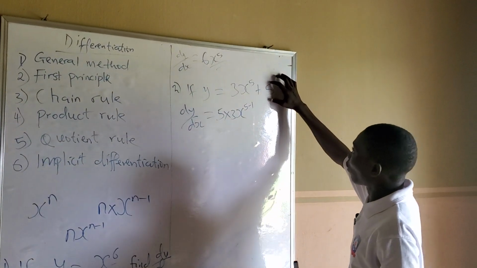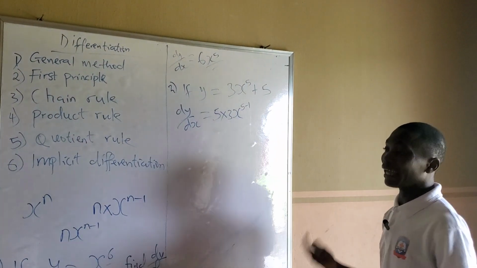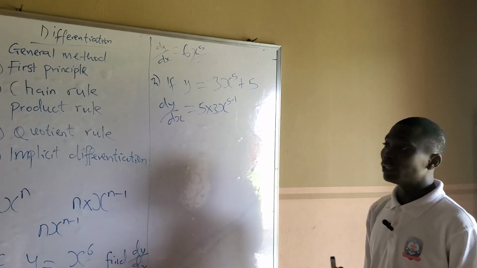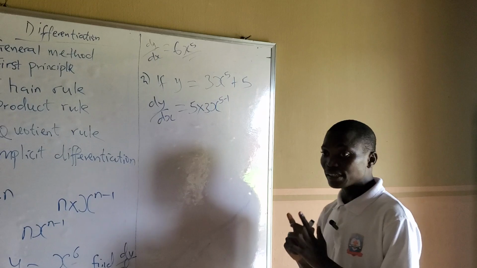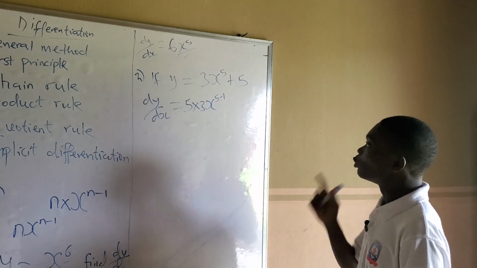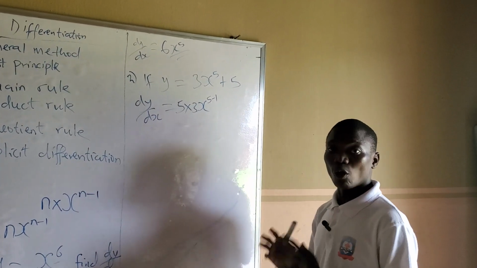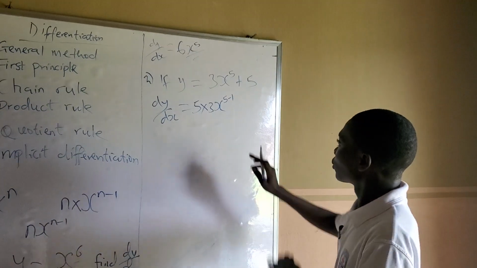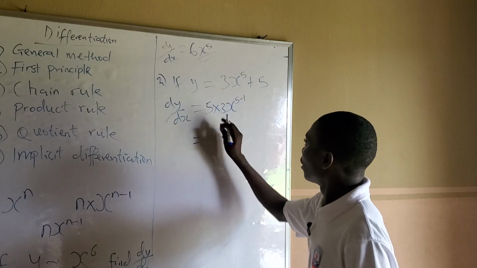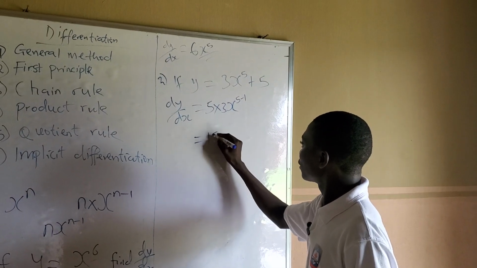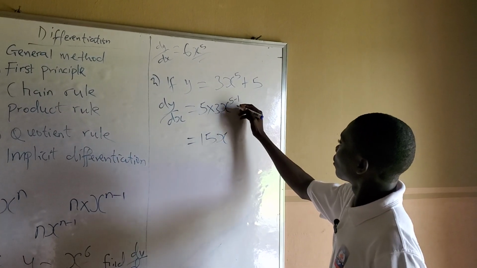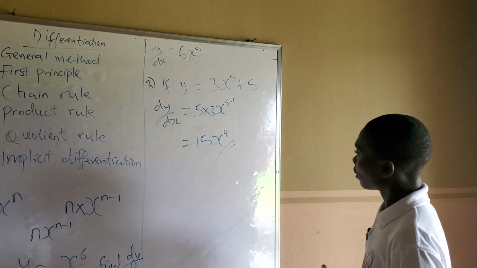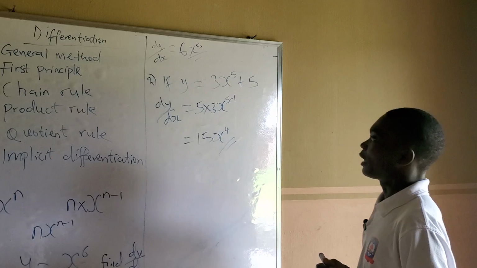Whenever you are differentiating a constant number like this, it may be 9, it may be any number. It can be 5, it can be 4, it can be 2, it can be 1. Whenever you differentiate a constant, it will give you 0. So this automatically will give us 0. So we don't need to write it. This will give us 5 times 3, which is 15, x raised to the power of 5 minus 1, 4. That is the example. Thank you.